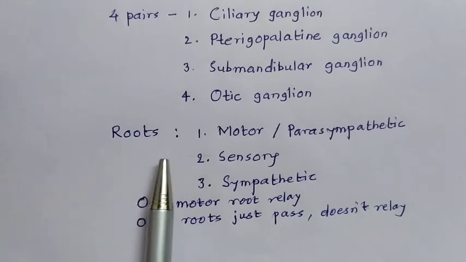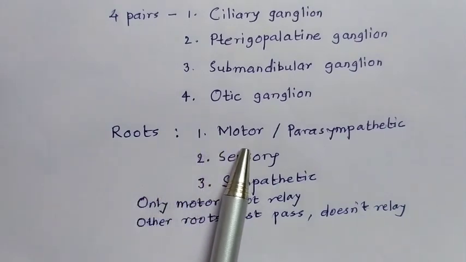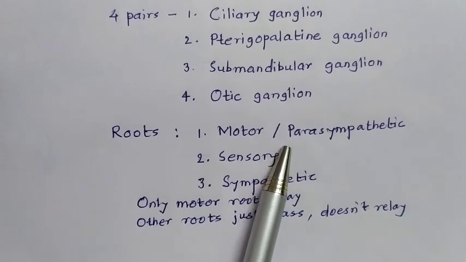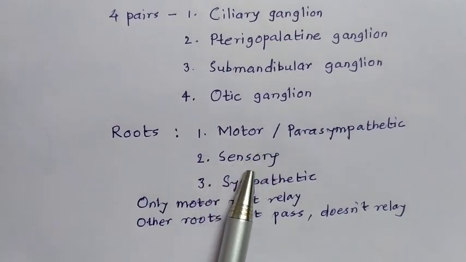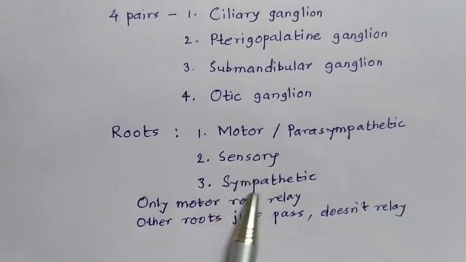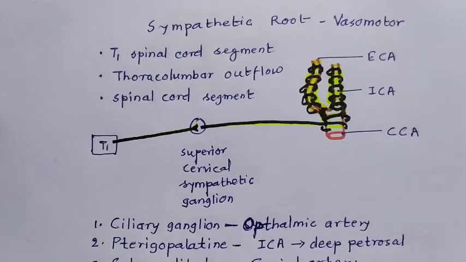Each ganglion consists of three roots: the motor or parasympathetic root, which in case of glands is secretomotor. The second root is the sensory root, and the third one is the sympathetic root. Out of these three roots, only the motor root relays in the ganglion, and the other roots just pass through the ganglion. They don't relay in the ganglion. The sympathetic root is vasomotor, meaning it causes vasoconstriction.